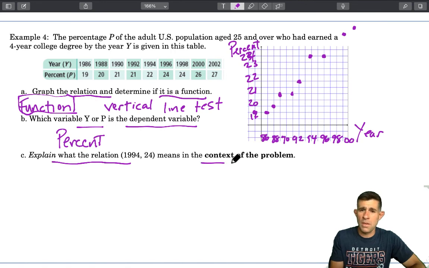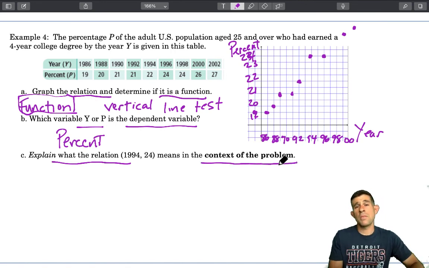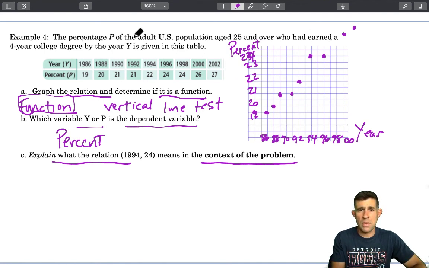And then it says explain what the relation (1994, 24) means in the context of the problem. So I put that in bold because this is going to be important as you go on in your study of mathematics, that you really understand the context of the problem. What is this data telling us? What's the story that it's giving us? So here we have to go back to the actual reading and see that P represents the percentage of the U.S. adult population over the age of 25 who earned a 4-year college degree.